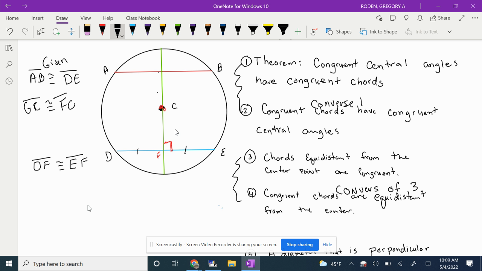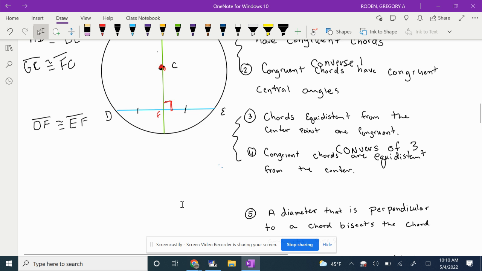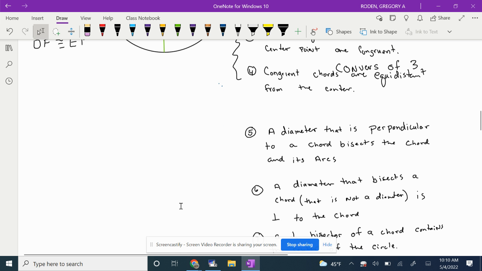So, what do you think the next theorem is going to say? Converse. So what would the converse of this statement be? If a diameter bisects a chord, then it's perpendicular. If the corresponding arcs are congruent, then there's a bisector. Let's see. A diameter that bisects a chord that is not a diameter is perpendicular to the chord. Wait a minute. A diameter that bisects a chord that's not a diameter.